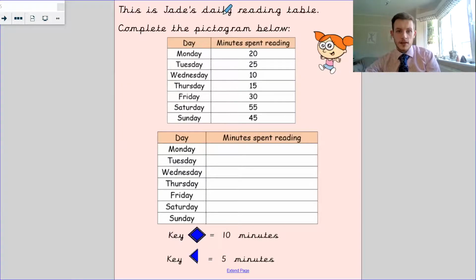This is, I think her name is Jade. I've got something in the way. Yeah, Jade's daily reading table. Complete the pictogram below. So you've got here, on Monday, she spent 20 minutes reading.